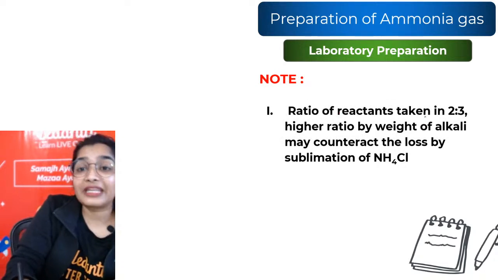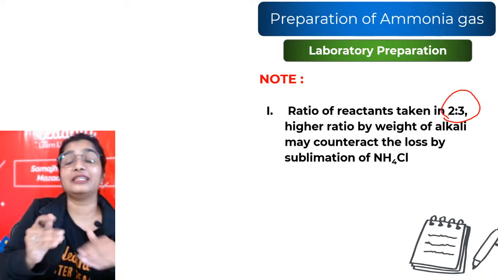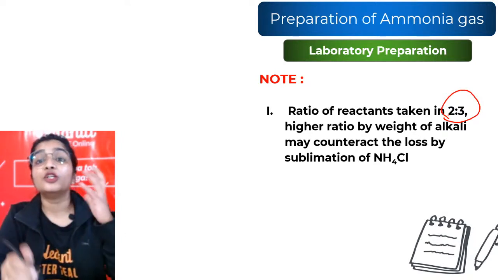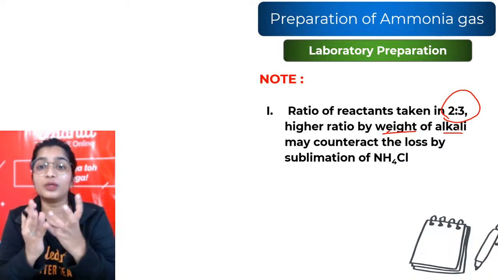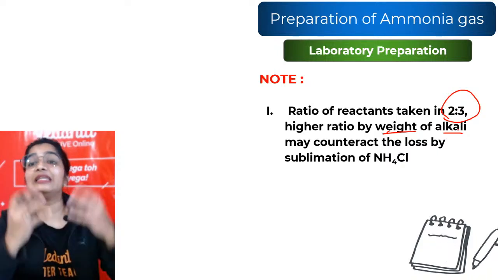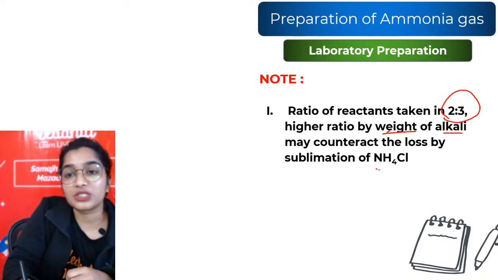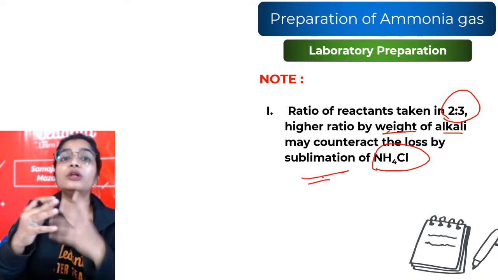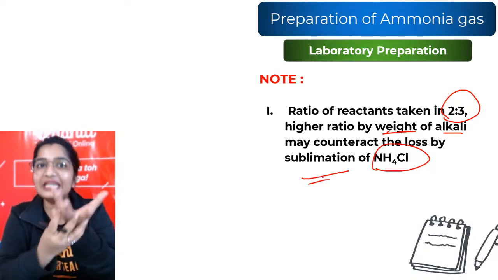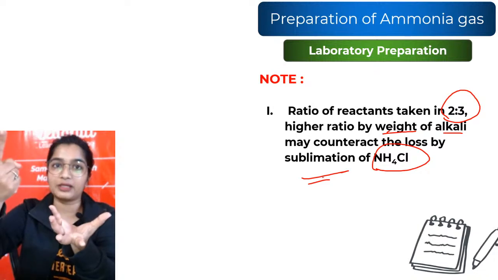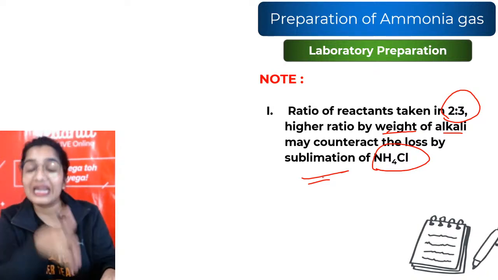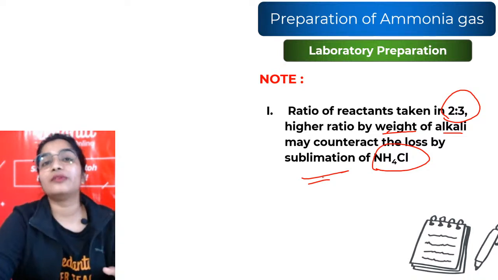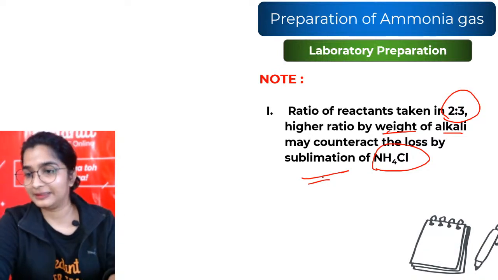So ratio of reactants, why is it taken in the ratio 2:3? A higher ratio by weight of alkali, because it has to counteract the loss of NH4Cl by sublimation. As I told you, it is a sublimable substance, right? When you are heating it, obviously it might evaporate. So to make sure that there is enough amount of ammonium chloride and alkali for the reaction, we will take it in the ratio 2:3.